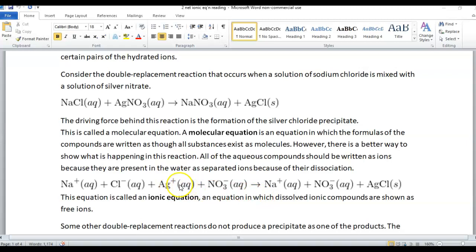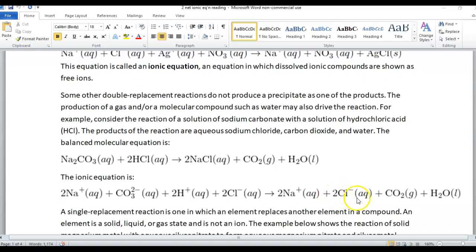When you look at the total or overall ionic equation, anything that is aqueous will split up into its ions. So sodium chloride turns into the sodium ion and the chloride ion. Silver nitrate turns into the silver ion and the nitrate ion. Again, because sodium nitrate is aqueous, it's going to split up into its ions. And then the solid here is the precipitate, and because it's not aqueous, it's not going to dissolve, it stays as it is.